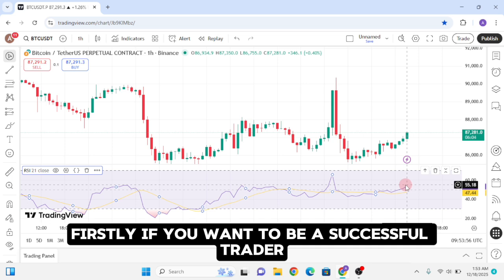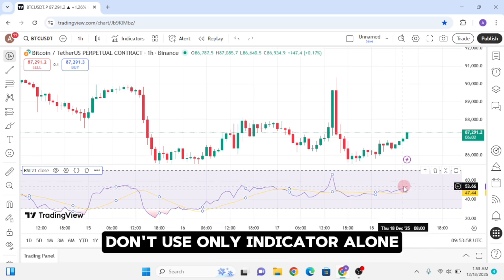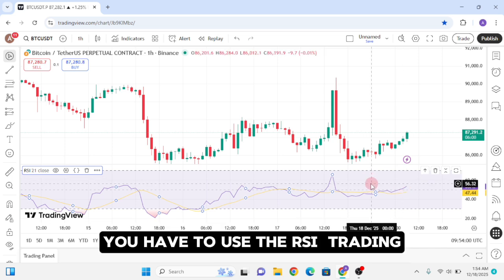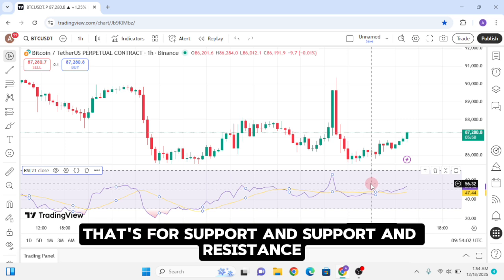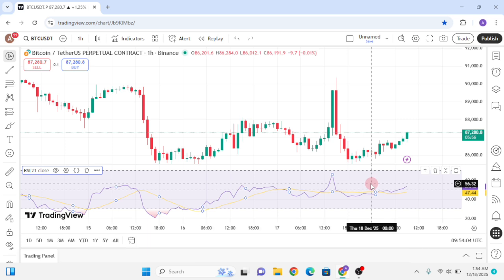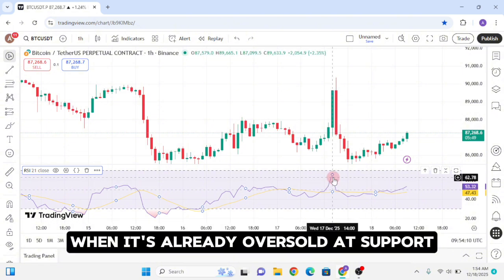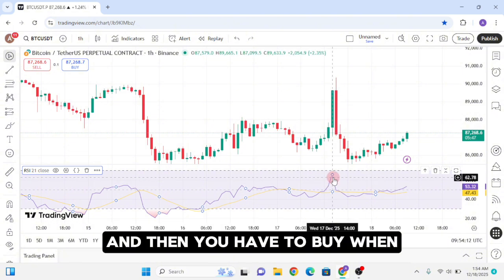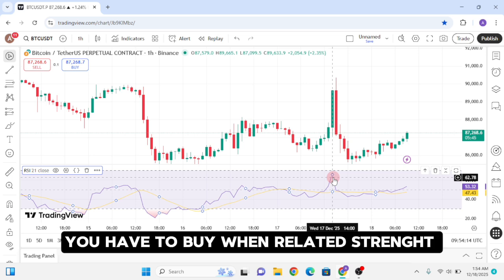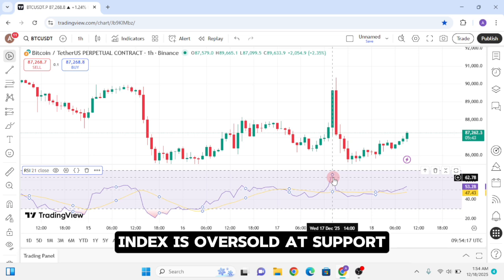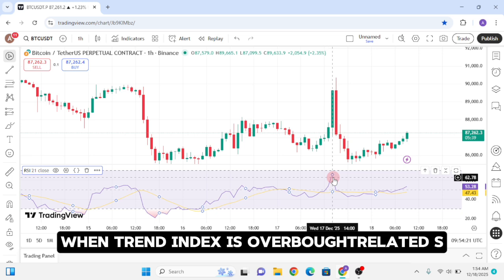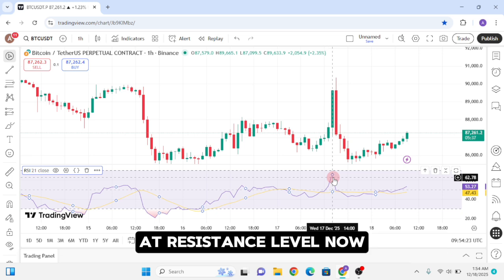Firstly, if you want to be a successful trader, don't use an indicator alone. You have to use relative strength index with support and resistance. You have to buy when relative strength index is oversold at support, and then you have to sell when relative strength index is overbought at resistance level.